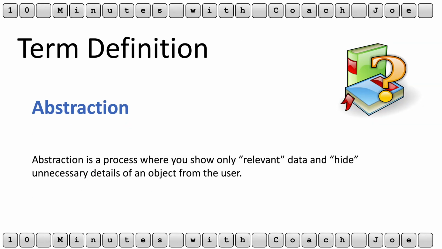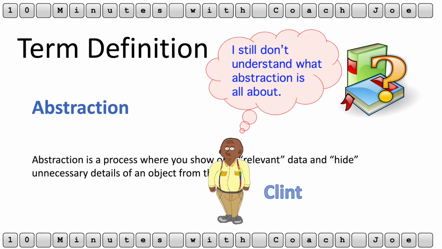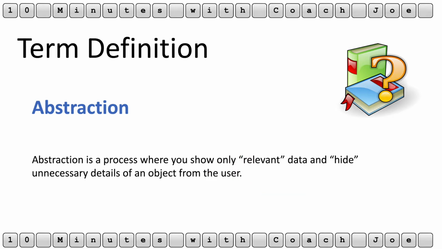Abstraction means using simple things to represent complex things. Abstraction is a process where you show only relevant data and hide unnecessary details of an object from the user. Yes, this definition is a little vague until you better understand the true meaning. Let's start with an example that covers an overview.